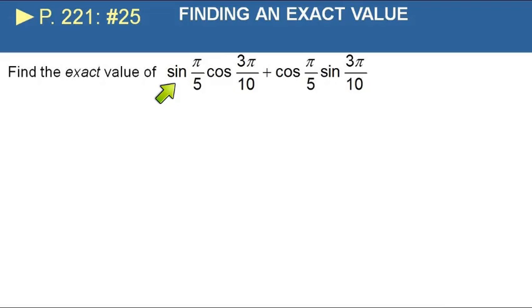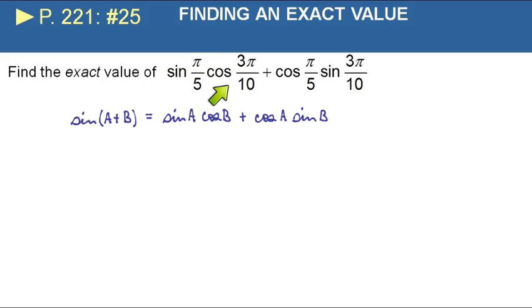Okay, here's another one, kind of similar. Sine of one angle times the cosine of another plus cosine of the first angle times sine of the second. We need to see which identity this matches. And it does seem to match our sine of A plus B identity, where A would be pi over 5 and B would be 3 pi over 10.